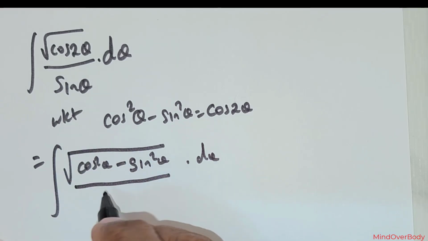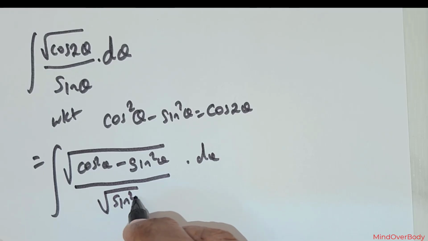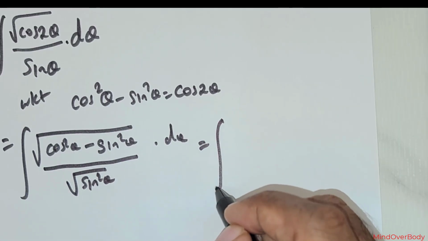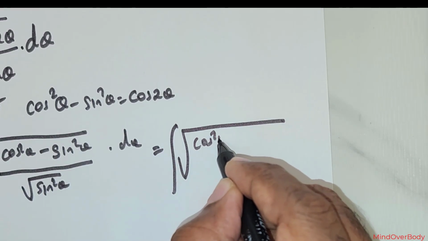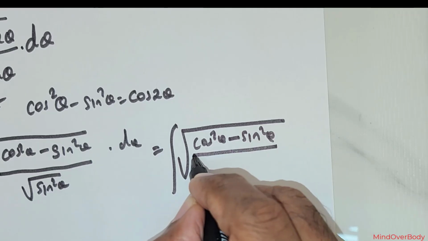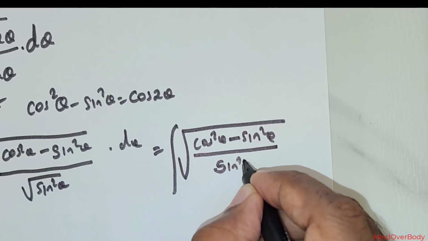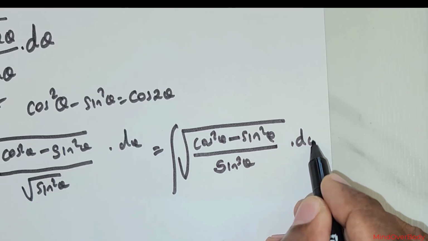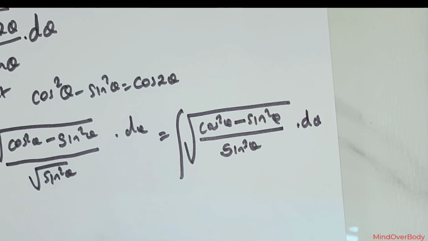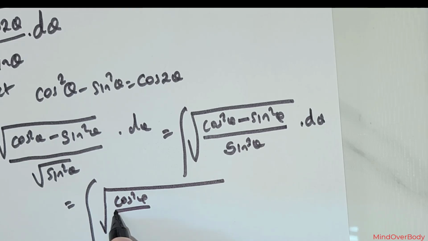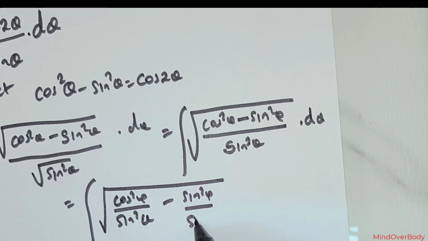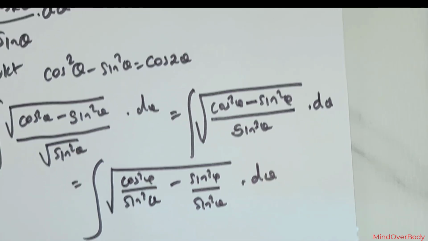I am going to rewrite this sin theta as root of sin squared theta. So this could be rewritten as square root of cos squared theta minus sin squared theta divided by sin squared theta times d theta. Fair enough. Now I will divide by sin squared theta. So this is going to give me root of cos squared theta over sin squared theta minus sin squared theta over sin squared theta times d theta.